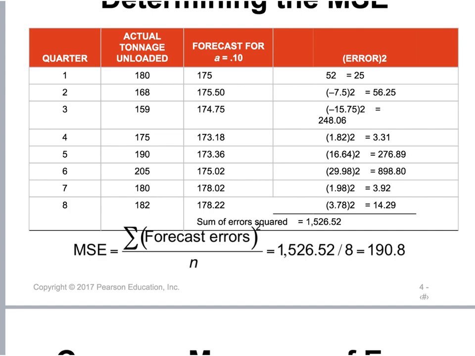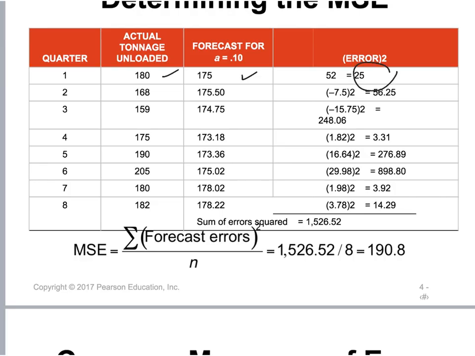So this is one of the lesser used methods of error calculation. The most common is the MAD or the MAPE, as previously mentioned. But let's go through the approach. In quarter one, the actual was 180. The forecast was 175. So we know that the error in this case was 5 units. So you square the error to get 25.